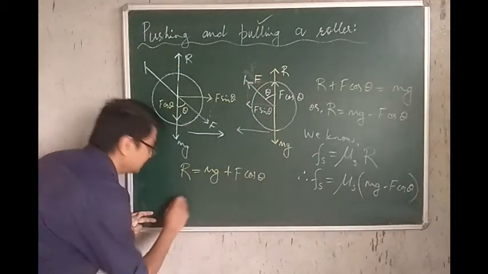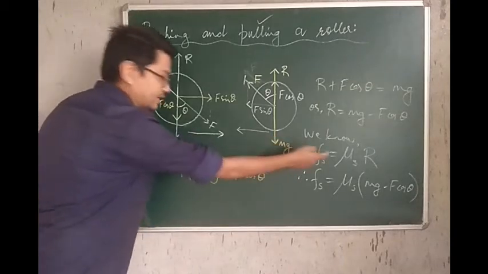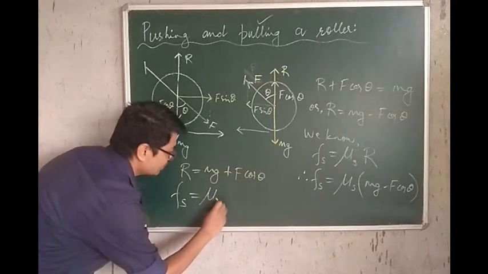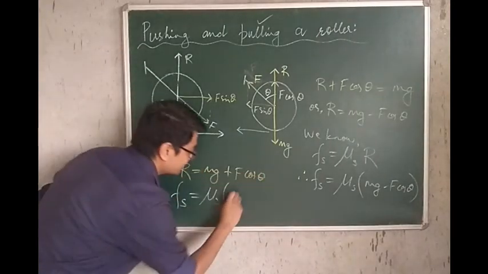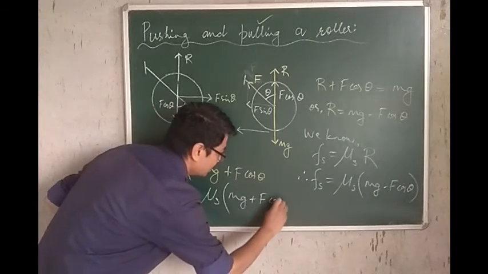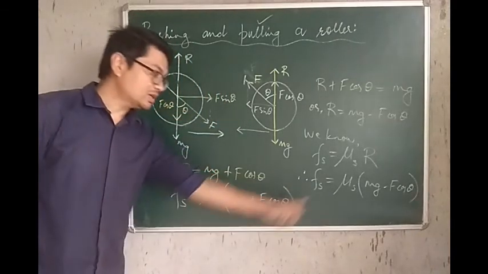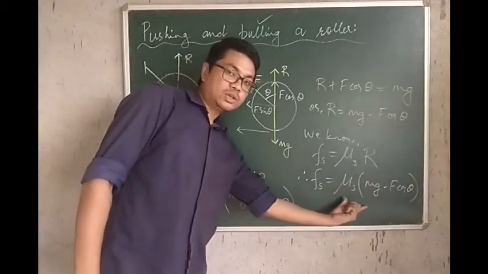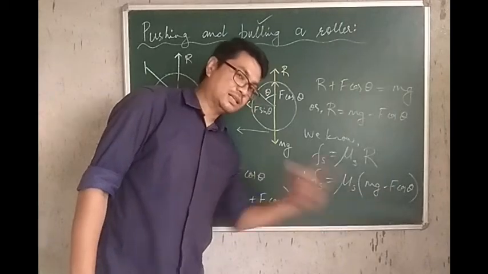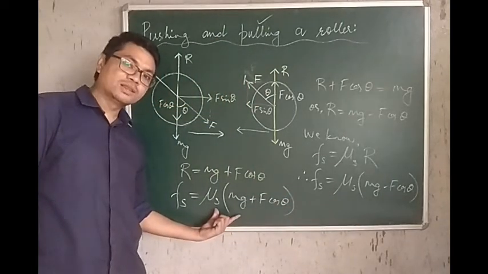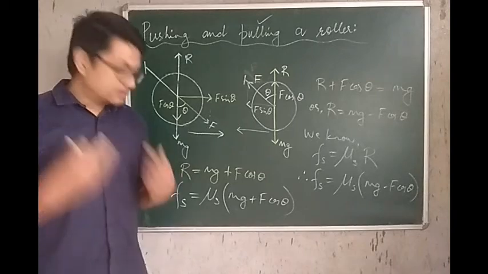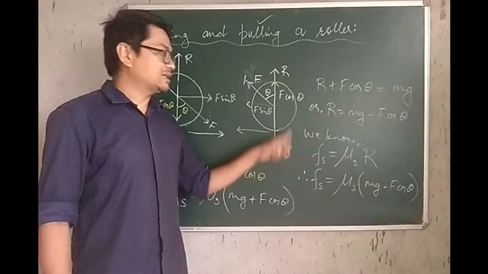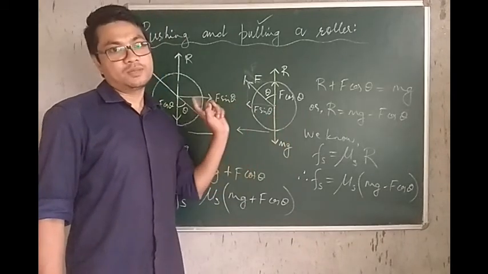Whereas when we are pushing a roller, using the same equation, F_s is equal to mu_s times R, and the value of R is mg plus F cos theta. Looking at these two expressions for the force of friction, we see that when we are pulling a roller, the force of friction is lesser than when we are pushing a roller. So in terms of the force of friction too, we see that it is easier to pull a roller than to push it.